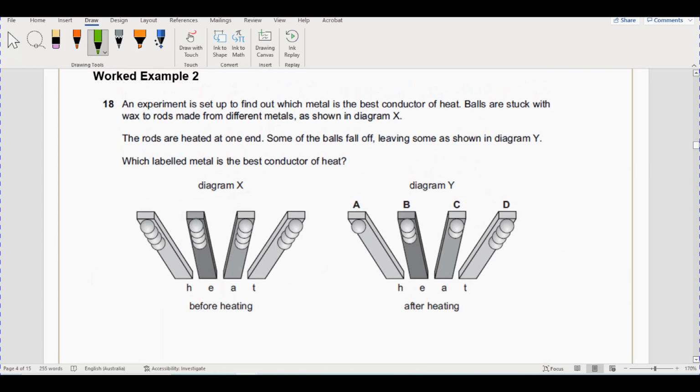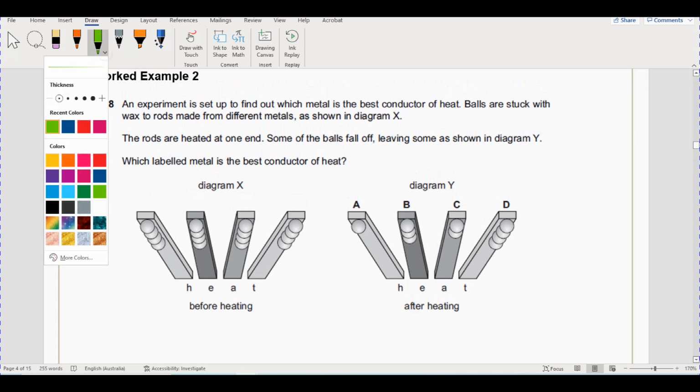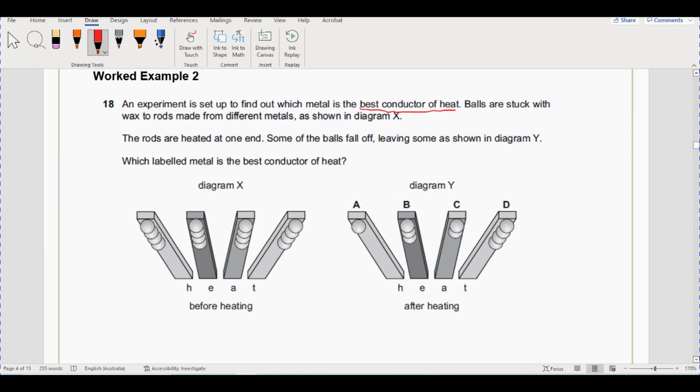Okay, so let's see the next one. Which metal is the best conductor? Okay, best conductor of heat. Balls are stuck with wax to the rods, so that means the wax can be melted. The rods are heated at one end. Some of the balls fall off, leaving some as shown in Y.